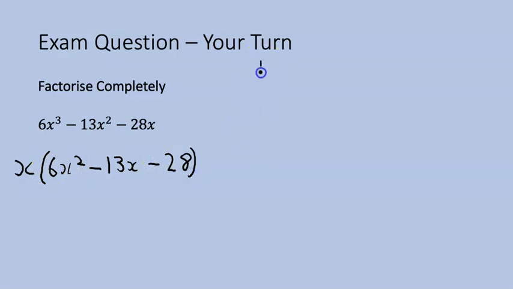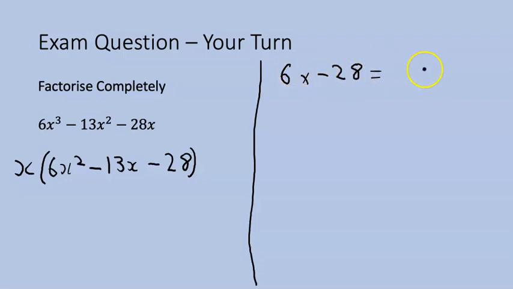Now I just need to factorise this thing. So 6 times minus 28. Okay, I need to do that. 8 times 6 is 48. 6 times 2 gives me 12, so I'm going to get minus 168.